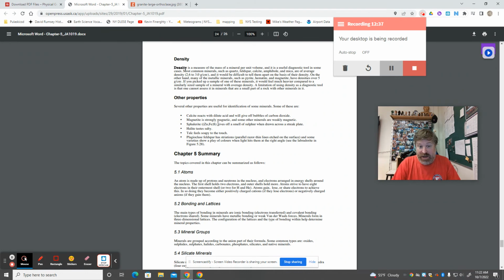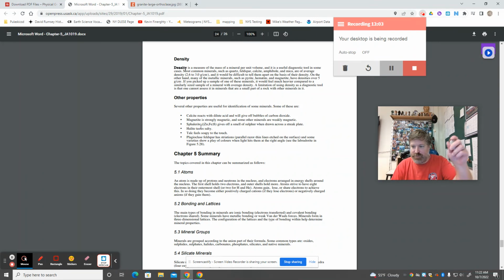Then the other properties are the ones that you wouldn't start with. They're the ones that if you do it, it's a dead giveaway. It makes it easy. Like there's one that's magnetic. Yes, this is right here. Magnetite is strongly magnetic. So you do that and it's like, boom, I got magnetite, right? Calcite bubbles in acid. Halite, salt, surprisingly, tastes salty.